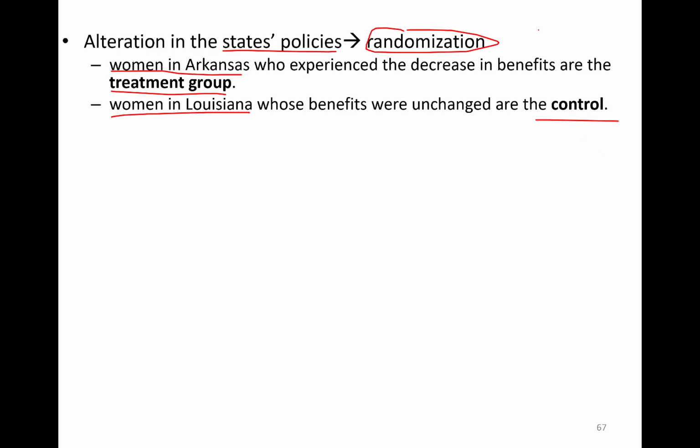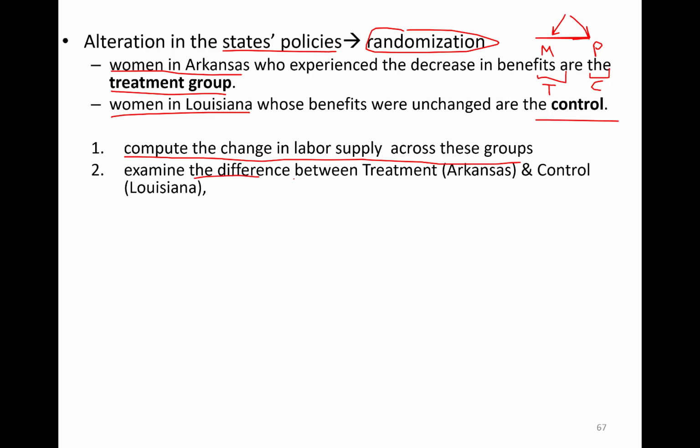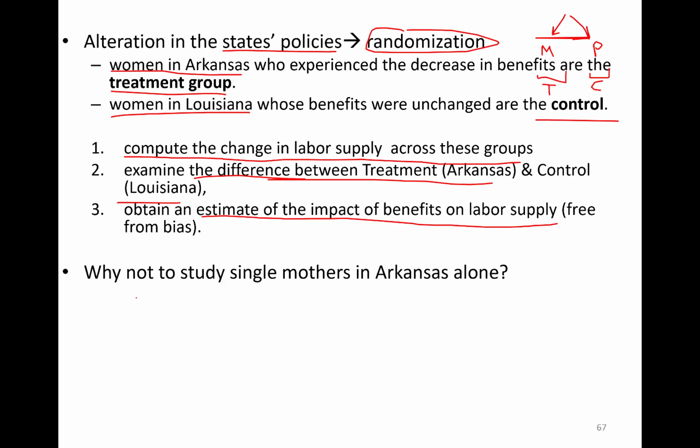Okay, so remember, in lab experiments, they test the drug on two groups, right? They give the real medicine to one group, and they give a placebo to the other group, right? So the medicine-given group is the treatment, the placebo-given group is the control. So same thing. So what we do is we compute the change in labor supply across these groups, examine the difference between treatment, Arkansas, and control, and obtain an estimate of the impact of benefits on labor supply free from bias. Okay?